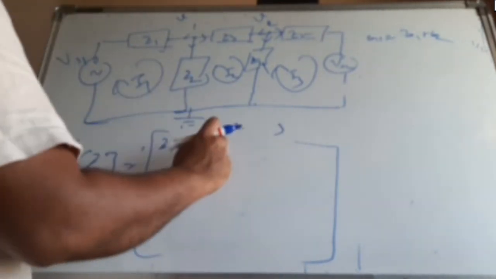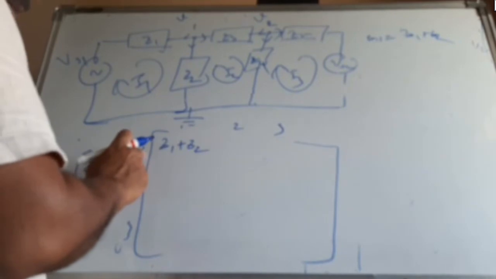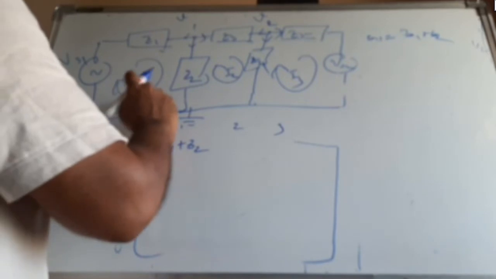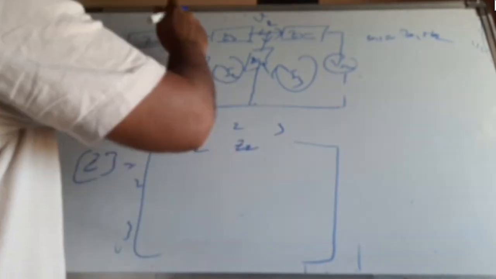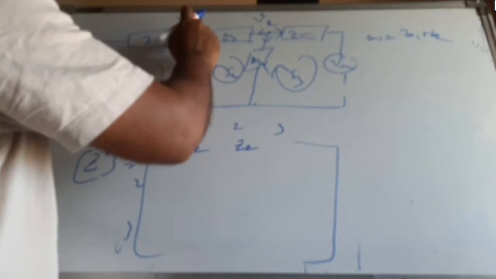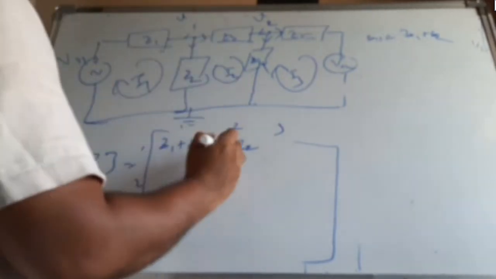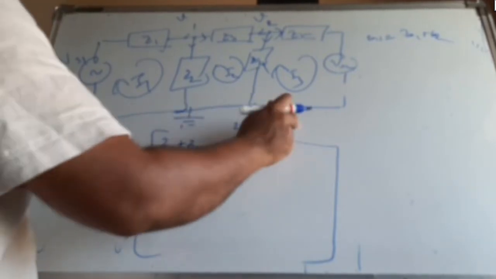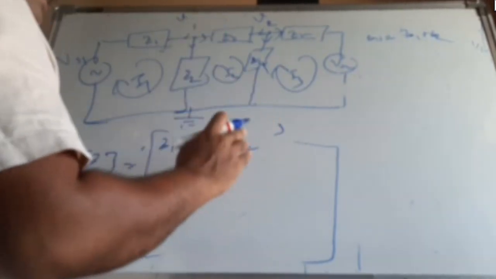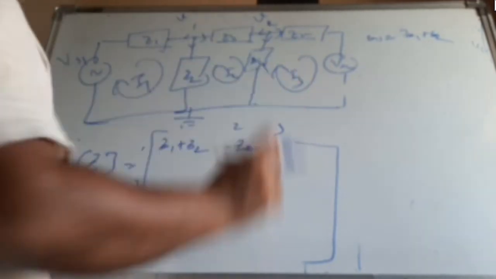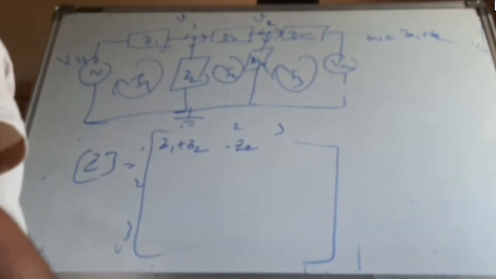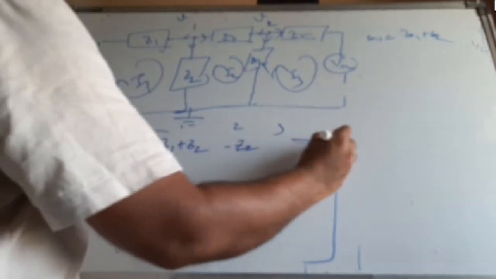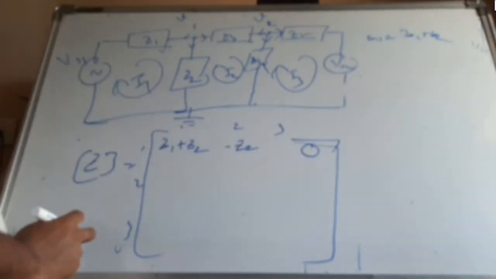Z12 is the impedance that is common between loop 1 and loop 2. This is Z2. Current I1 goes from top to bottom, and I2 flows from bottom to top. What is Z13? It is the impedance common between 1 and 3. There is no impedance common between 1 and 3, so we put it as 0.